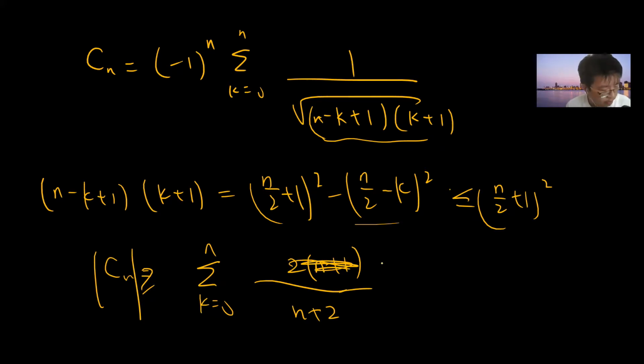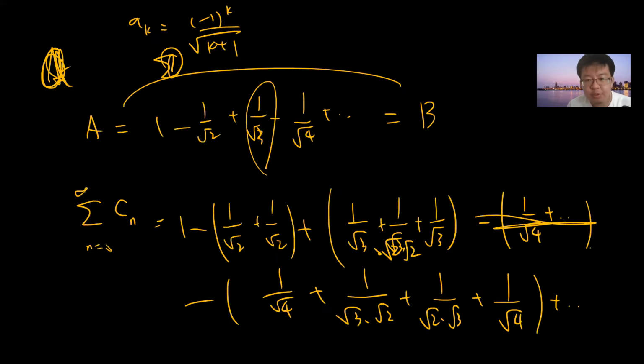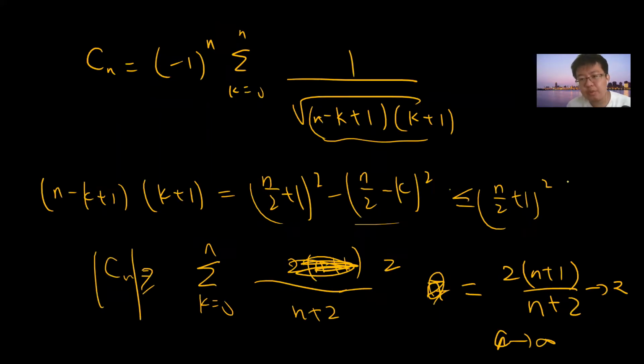Sorry, should be 2, right? Should be equal. And then you count the n terms, right? So it should be greater than or equal to, this will equal n plus 1, n plus 2, because there are n plus 1 terms. Okay, so now you see if n goes to infinity, this becomes 2, which means that Cn will not converge. Cn will not converge, right? Each small Cn does not converge as n goes to infinity.